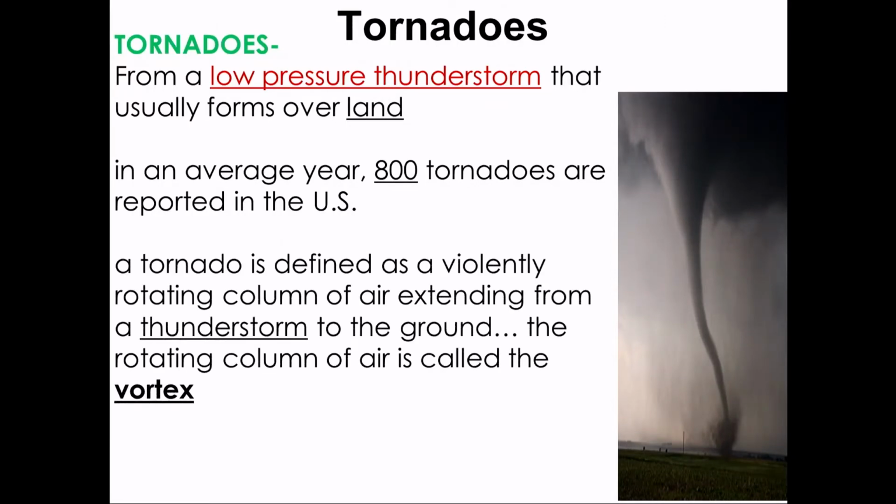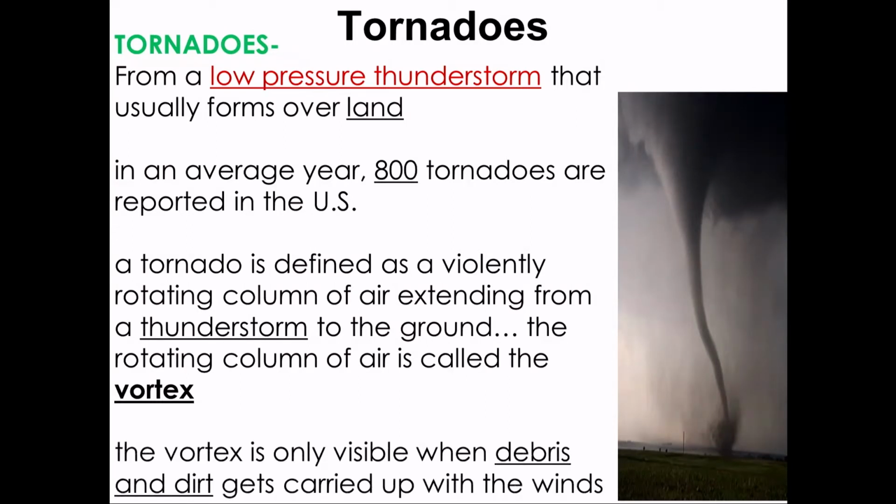Now, what is the actual definition of a tornado? A tornado is defined as a violently rotating column of air extending from a thunderstorm to the ground. Now, there could be a thunderstorm that has a violently rotating column of air that just doesn't make it to the ground. Still not a tornado. So it has to make it to the ground, it has to touch for it to be a tornado.